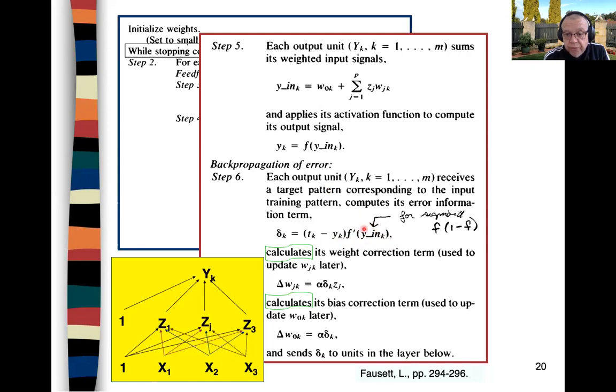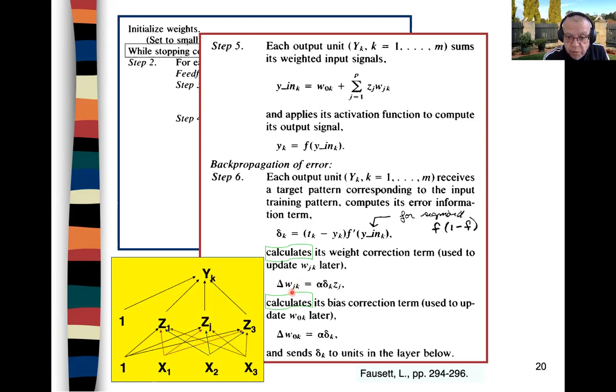So it is the net activation at YK, okay? But then we take the derivative at that thing. And remember, for a sigmoid, it's F times 1 minus F, okay? And then we calculate its weight correction term used to update WJK. So we compute the weight. Remember the W's are here.